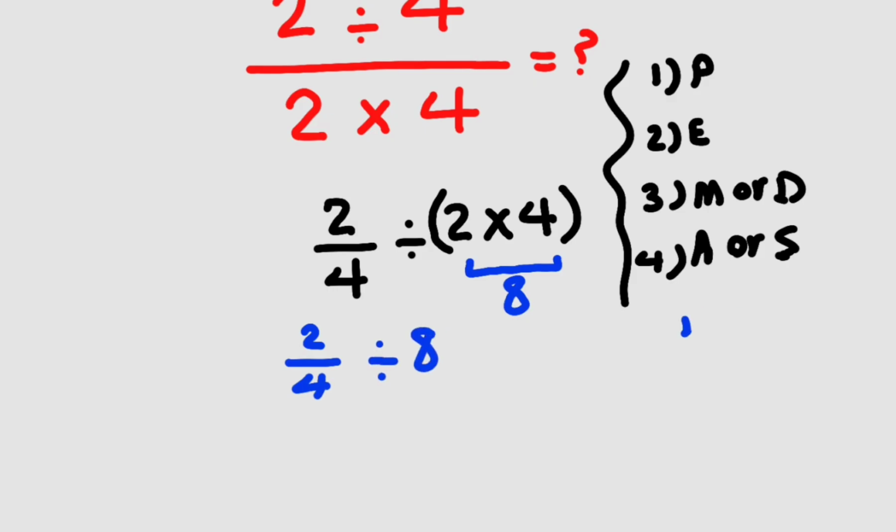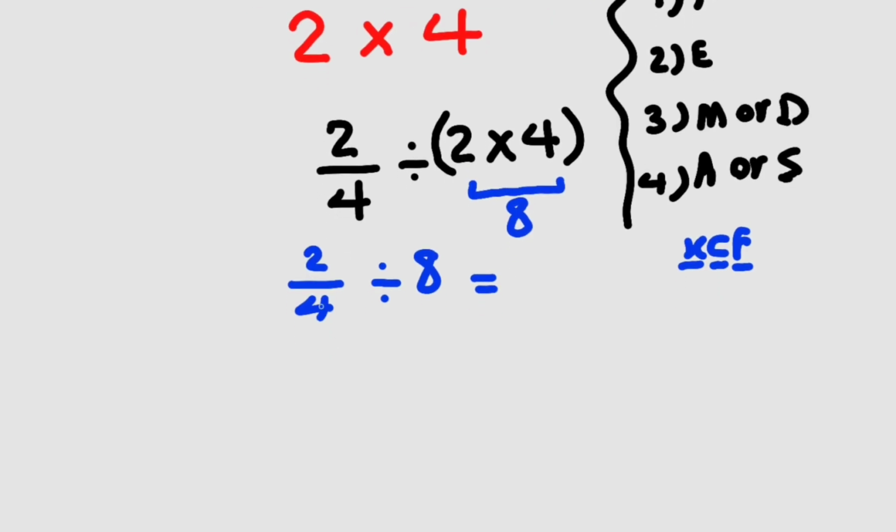And according to KCF, that is keep first fraction, change division to multiplication, and flip the next fraction. So this expression is equal to: keep first fraction 2 over 4, change division to multiplication, and flip the next fraction, 8 over 1, 1 over 8.